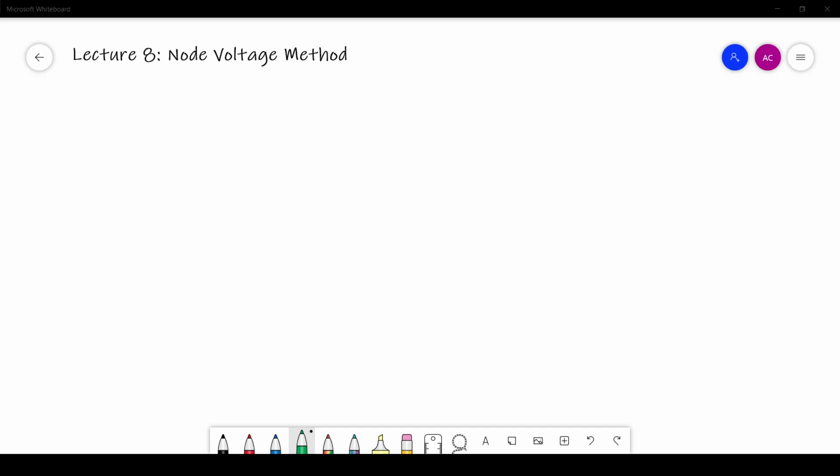So last time in lecture 7, we got a little bit sidetracked and started looking at LTspice, which is a really powerful piece of circuit simulation software that's free to use, and we looked at how we can get set up and get started with that.